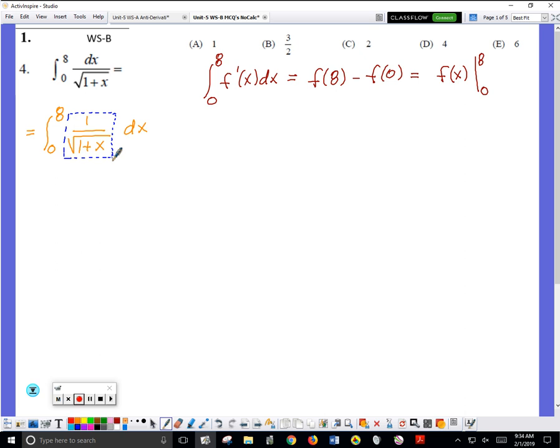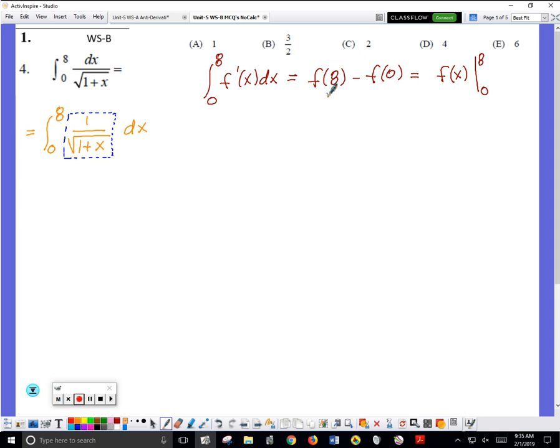Do you just plug f of 8 in for x and then subtract f of 0? Yes, but I have to find the formula for f first. So I'm thinking of this as being f. Remember, this has to be f prime, this has to be f. So if this is f prime, I need to do what Hayden said, and go find f.